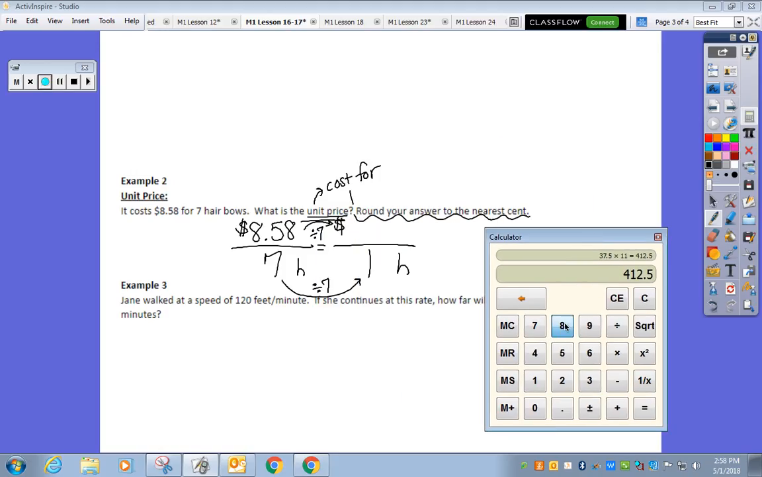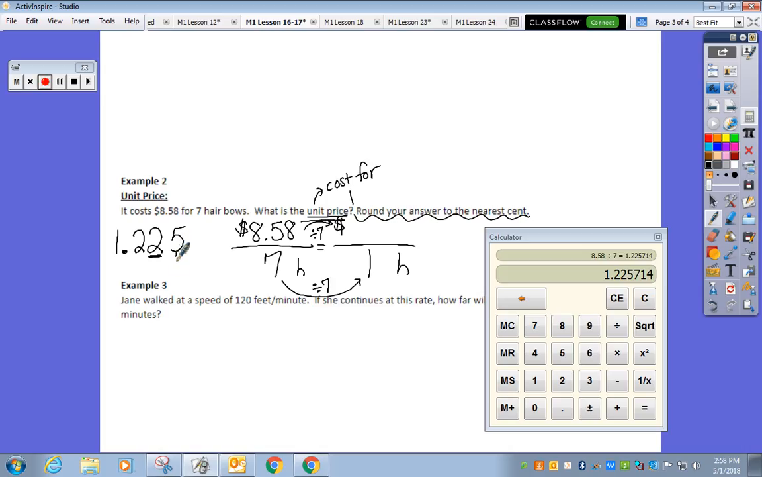So I'm doing 8.58 divided by 7. And that gives me this nice big long decimal. So what I'm going to do is pull to the side and write this decimal out to 3 places past the decimal. When you're rounding to the nearest cent, that means that you're going to round to the nearest hundredths place, which is 2 past the decimal. So in order to round to 2 past the decimal, you need to go 1 further to 3 past.